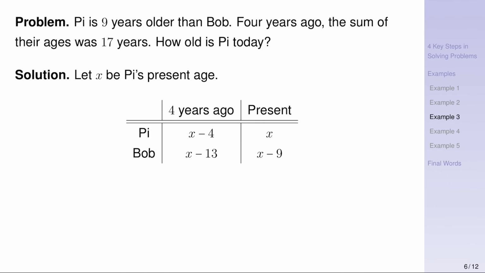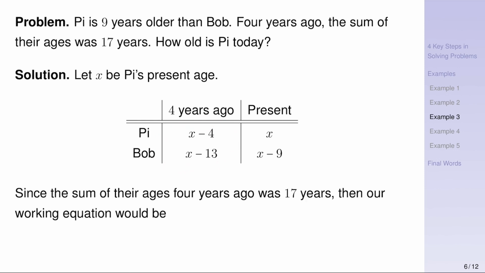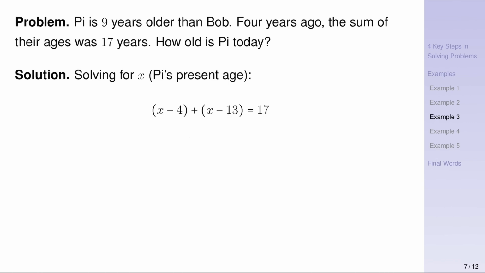Going back to the problem, we know that 4 years ago, the sum of their ages was 17 years. In other words, adding these two must yield 17. So our working equation would be (x minus 4) plus (x minus 13) equal to 17. Solving for x, we add the x's and the constants to obtain 2x minus 17 equals 17. Move the 17 to obtain 2x equal to 34, and then divide both sides by 2 to obtain x equal to 17. And once you have that, we are done.